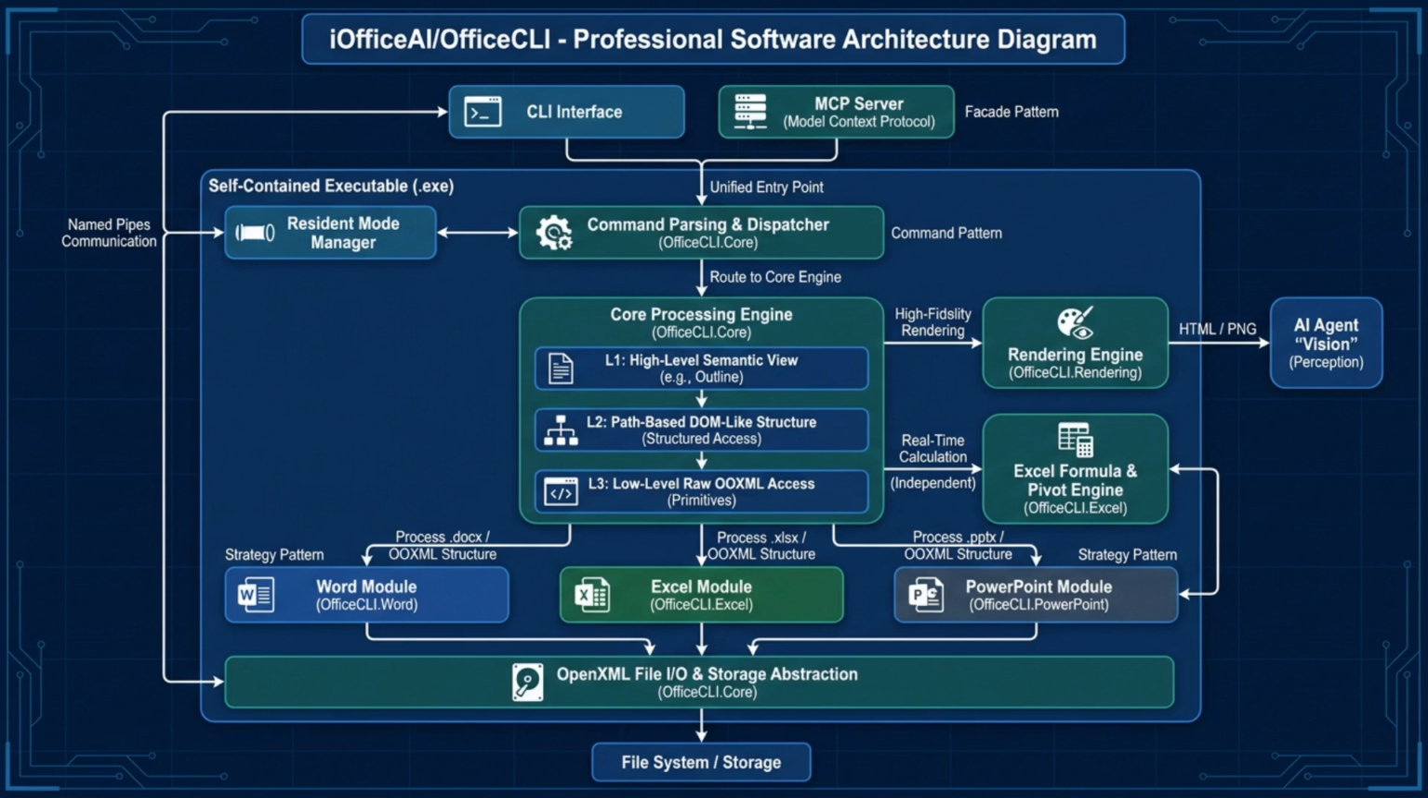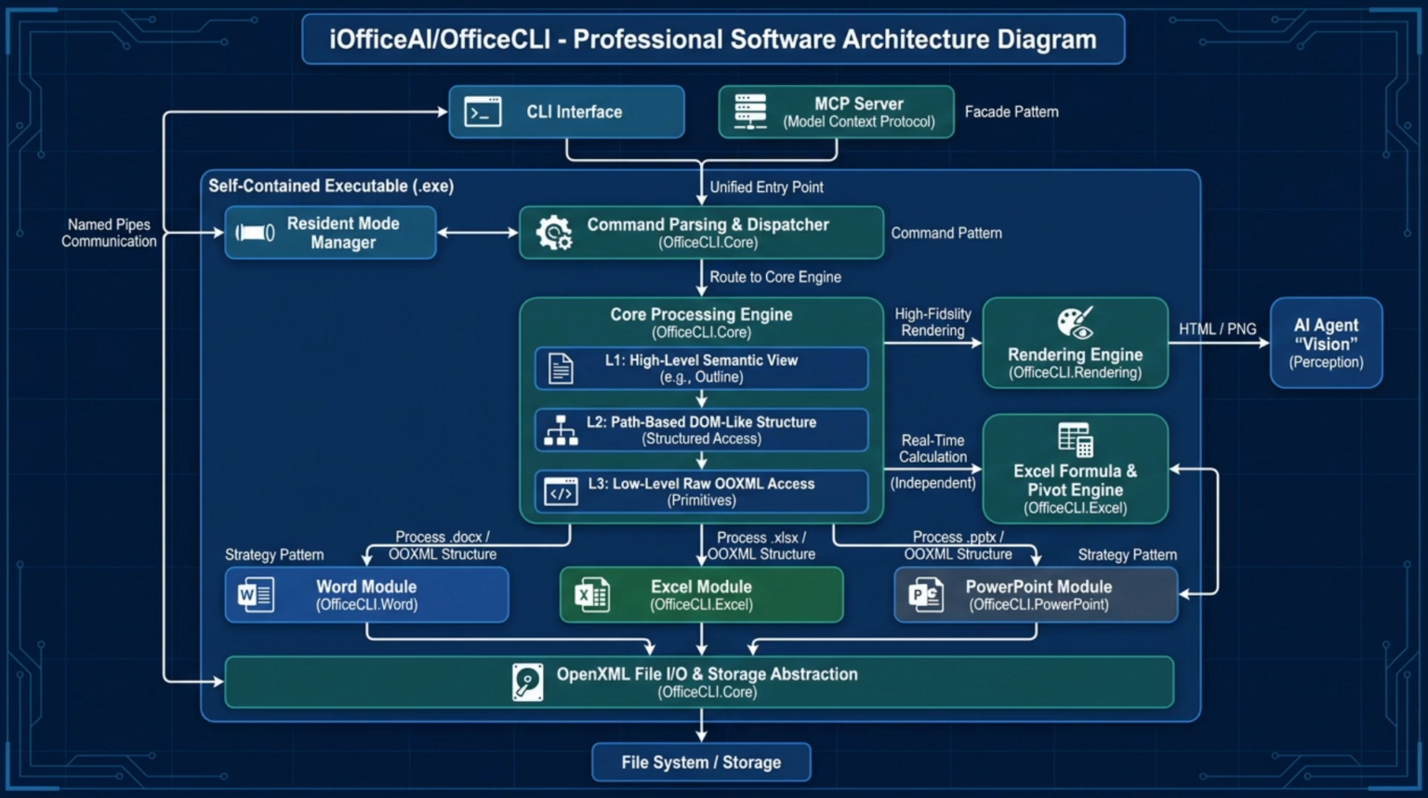There are two technical details here that are especially impressive. The first is its built-in, high-fidelity rendering engine. This engine can translate a document structure into an HTML file or a PNG image. That gives the AI agent crucial visual feedback. It's like giving a sculptor the ability to feel their work as they create, instead of just carving in the dark.